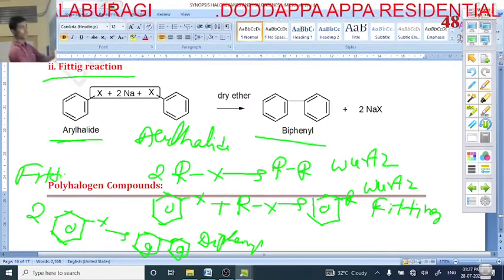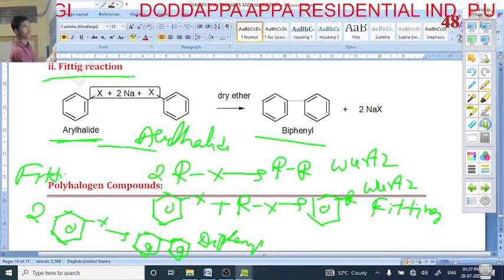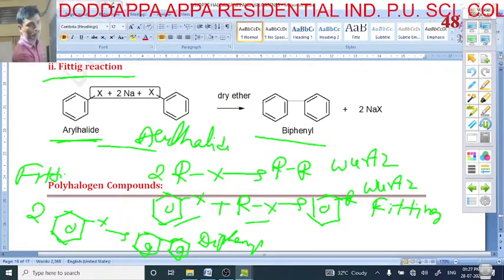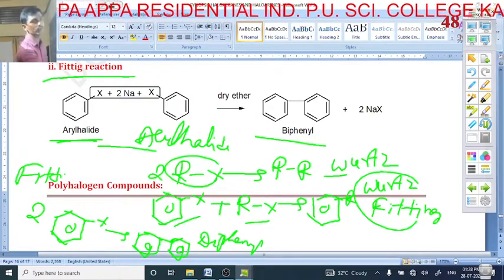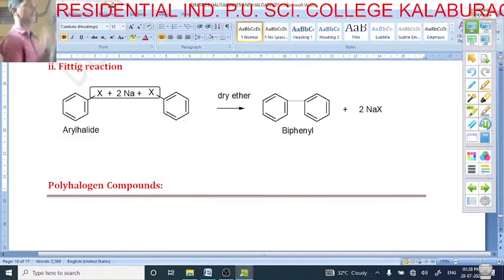So both are aryl halide: Fittig reaction. One aryl halide and one alkyl halide: Wurtz–Fittig reaction. Both are alkyl halide: Wurtz reaction. So you have to remember. Next slide. Last.